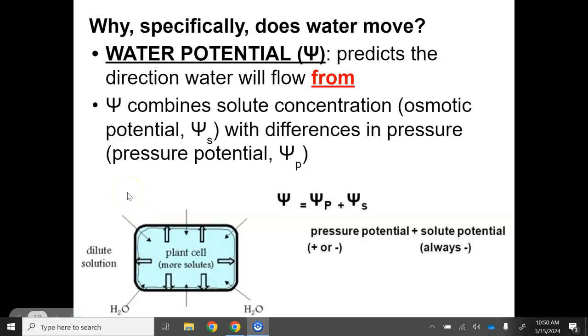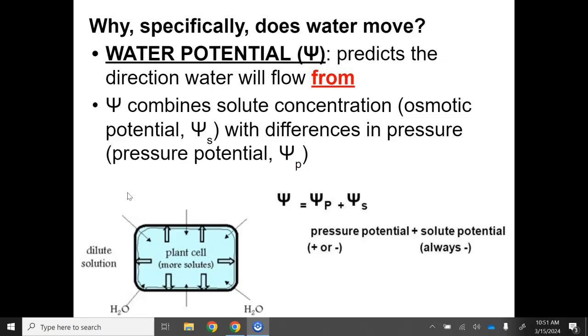What specifically, though, is going to cause the water to move? And this is going to be due to differences in water potential. This is where we take it to the next level in regards to osmosis compared to BioH. We didn't talk about water potential in BioH, but water potential allows us to predict the direction that water will flow from.